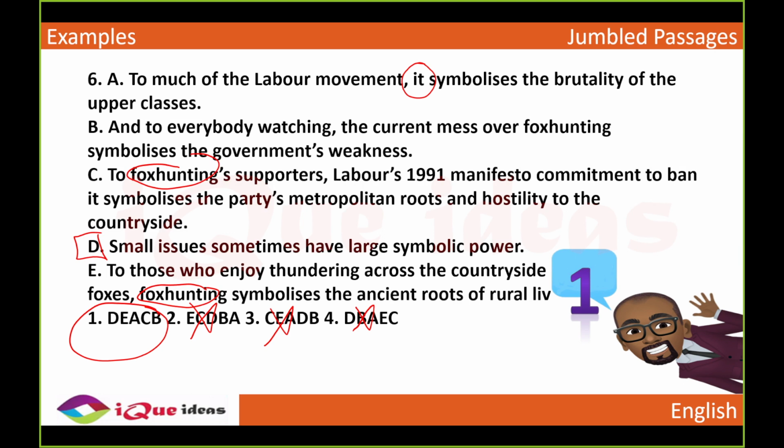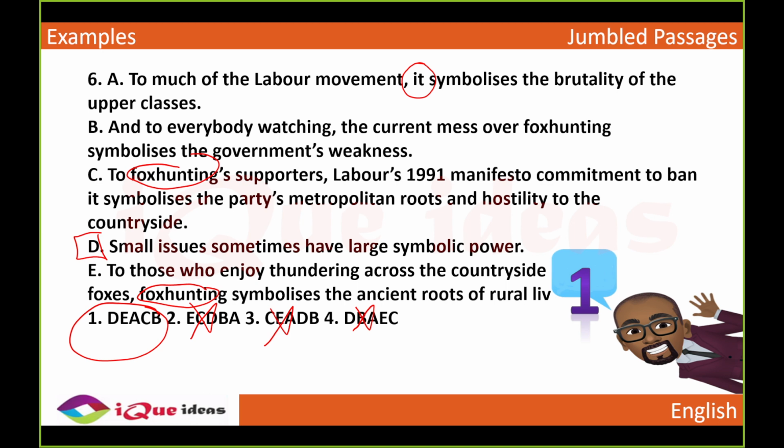Now, option E signifies a specific topic of hunting. So we can start with that or not. See, let's say of everything. A is a specific topic. It talks about labor movement and upper class brutality. B is a specific topic, fox hunting. C is a specific topic, fox hunting. E is a specific topic, fox hunting. And D is the only one which is a general statement.